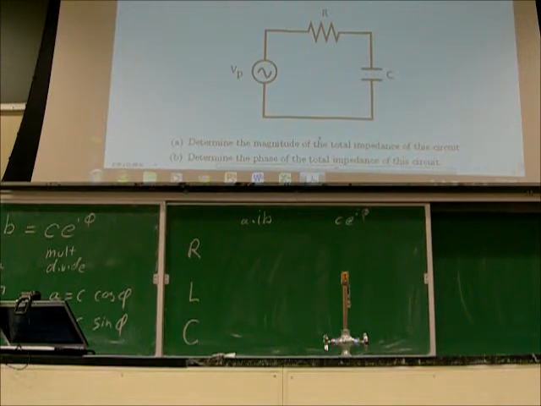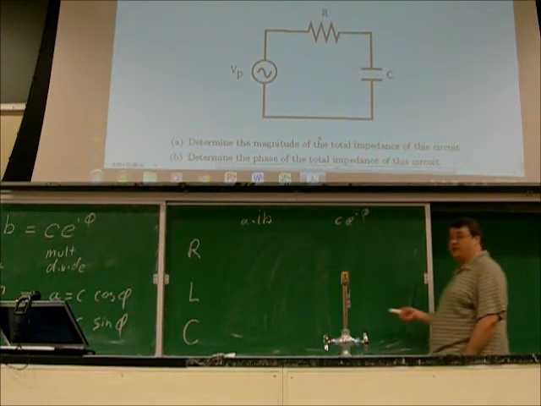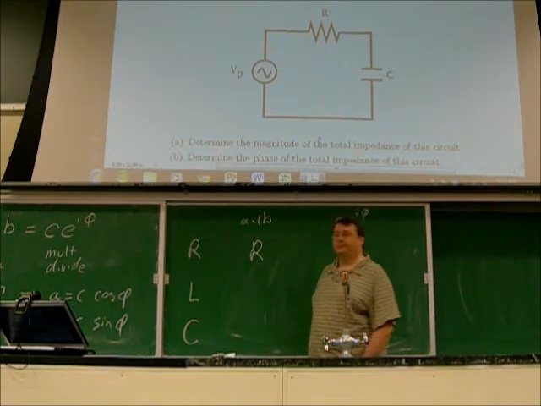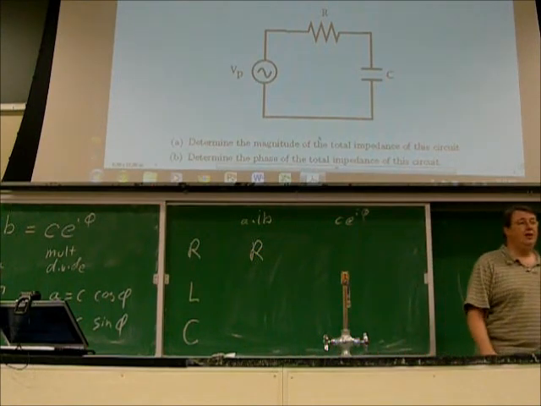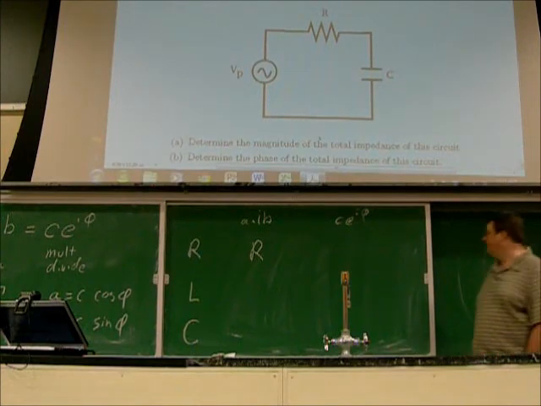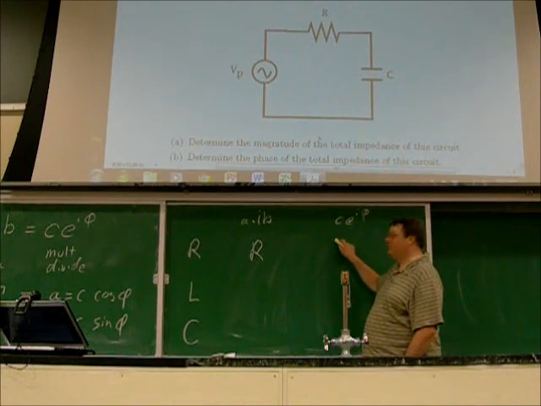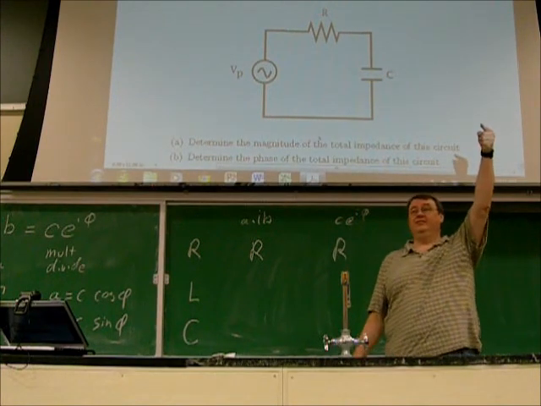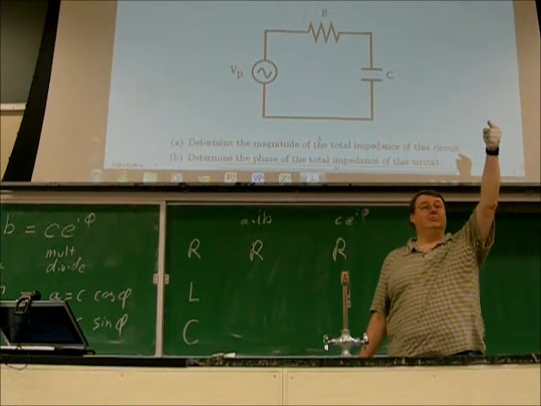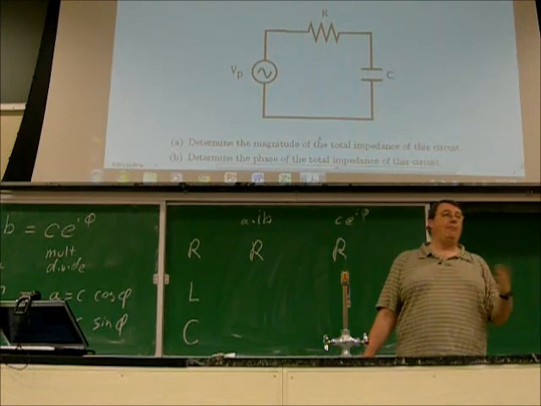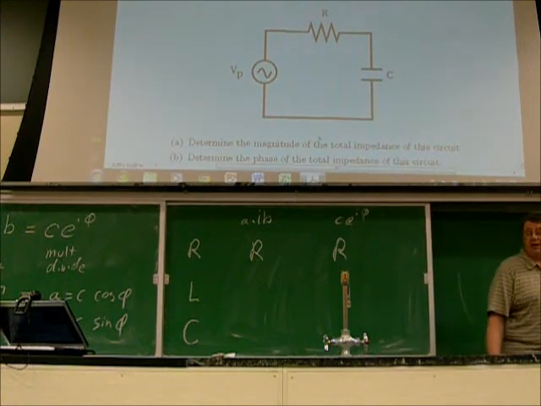What's an inductor in a plus ib form? What's a resistor in a plus ib format? R. What's a resistor in c e to the i phi format? R times e to the i 0. And then e to the 0 is 1. Because even when you multiply i by 0, you get nothing left. Okay? So that's the boring one.